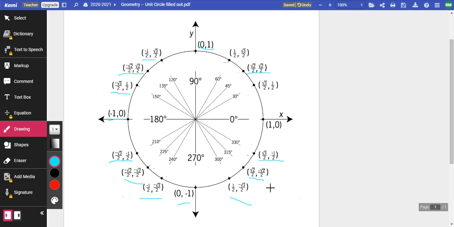You do not have to have these memorized, but this is how this works, and you will be allowed to use this for all of your assignments. So now in the next video, I'm going to explain how sine and cosine work using this.